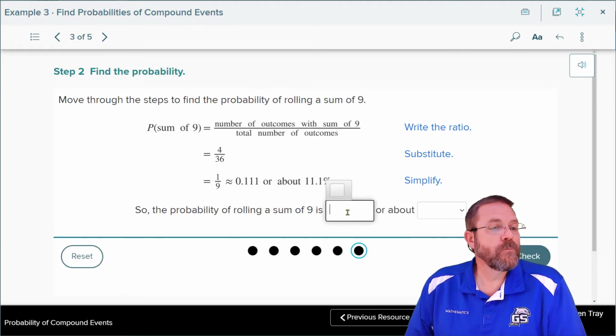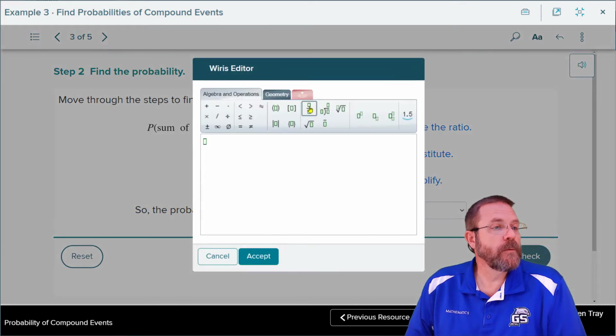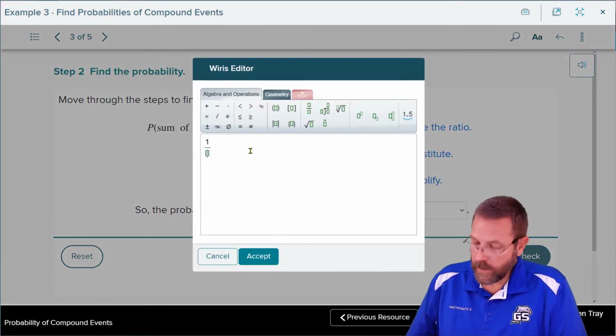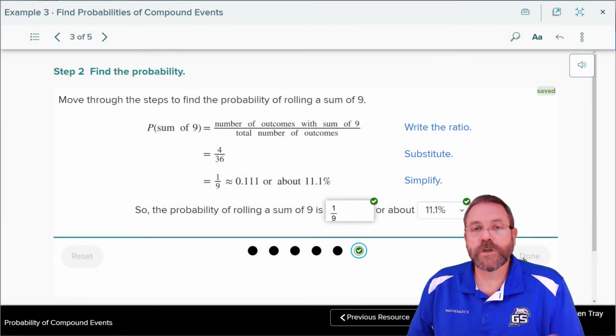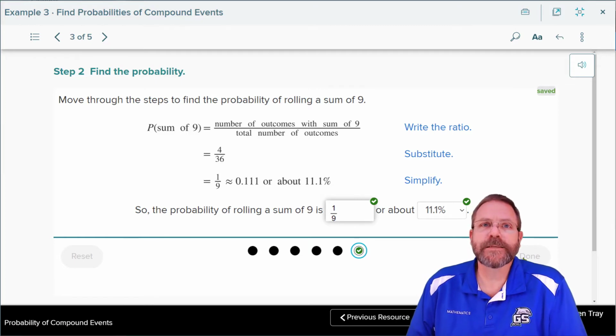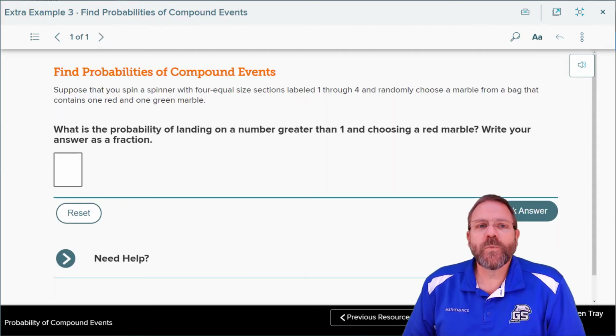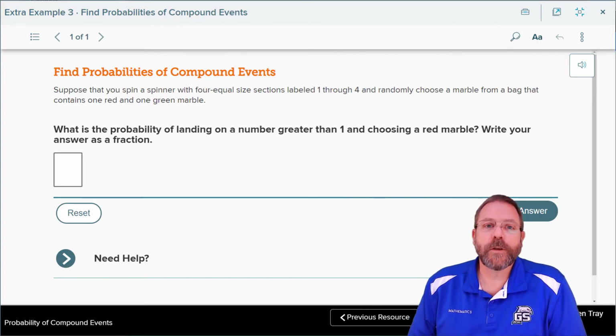So the probability of rolling a 9 is going to be a 1 out of 9 chance, or about 11.1%. Check it, and you're done. Easy math. And it is once again time for you to pause the video and work extra practice 1 on your own. Go ahead and do that.